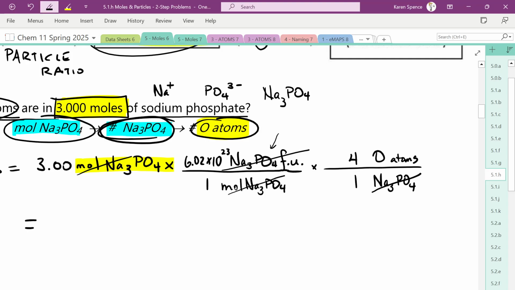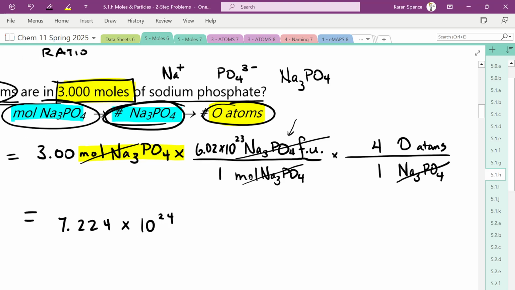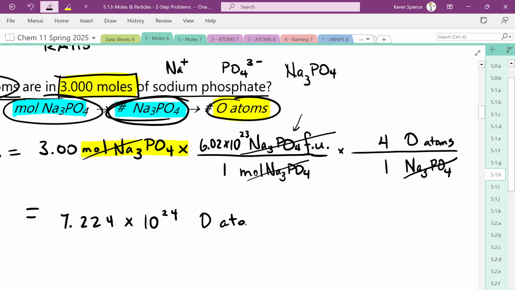And we get, I don't know what we get. I need a calculator. We've got 6.02 E23 times 3 times 4 equals 7.224 times 10 to the 24. Unless I did my calculation wrong. 3 times 6.02 E23 times 4 is, yep, that's correct. Now, what's our unit there? O atoms. Excellent. O atoms. Yay. And what else should we be thinking about? Sig figs.